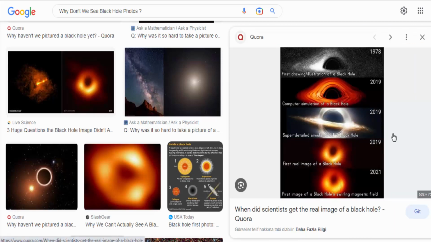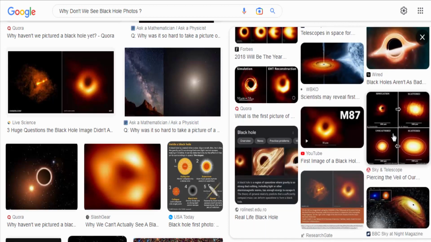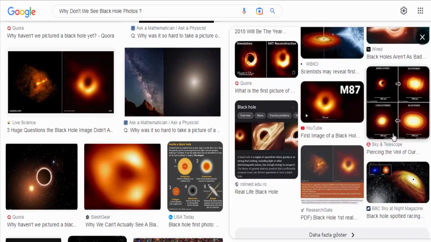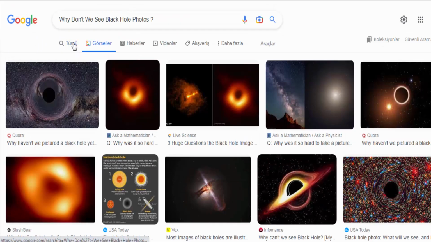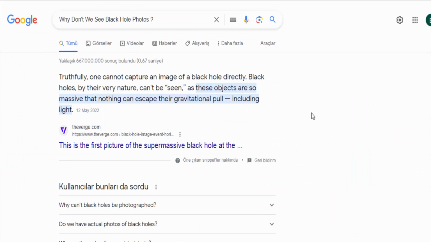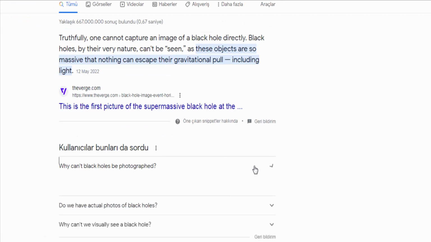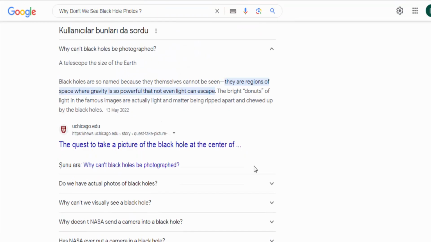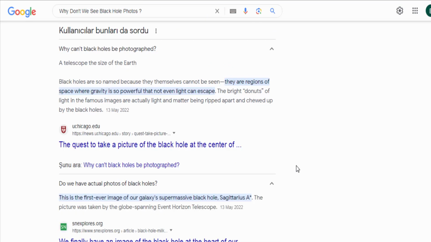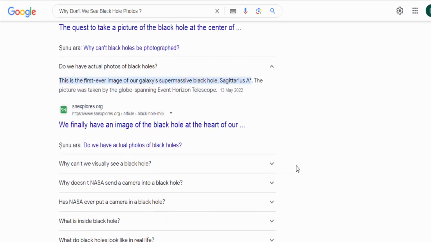Distance and size. Black holes are often located very far away from us, sometimes millions or billions of light-years away. Additionally, their sizes are relatively small compared to their distance, making it extremely challenging to resolve their features using current telescopes. The black hole at the center of our own Milky Way galaxy, known as Sagittarius A*, has a diameter of about 44 million kilometers, 27 million miles, but it is located approximately 26,000 light-years away.